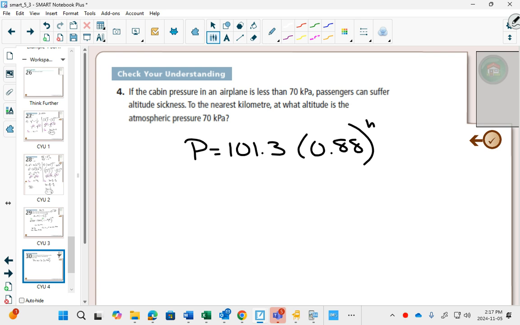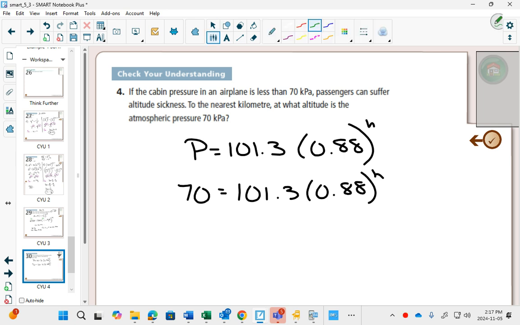So, if the cabin pressure is less than 70, we put in 70 for the pressure and solve for H. Once again, 0.88 is not on your powers chart. The best that we can do is put this into Y1 and Y2. Where did you get 0.88 from? From the question, the formula would be given to you. The formula is given in example 4, and I just copied it down. But in an actual exam, they would give you the formula just like that.